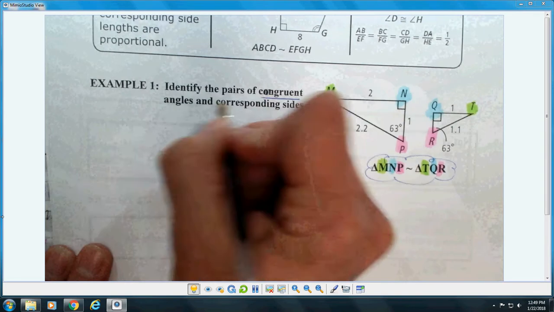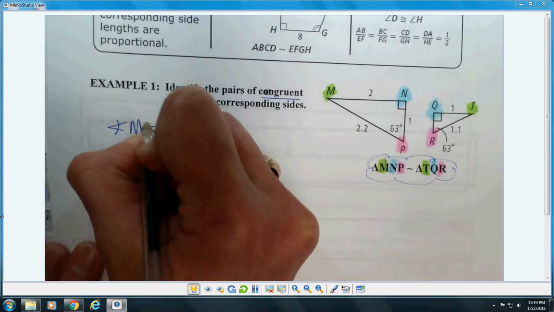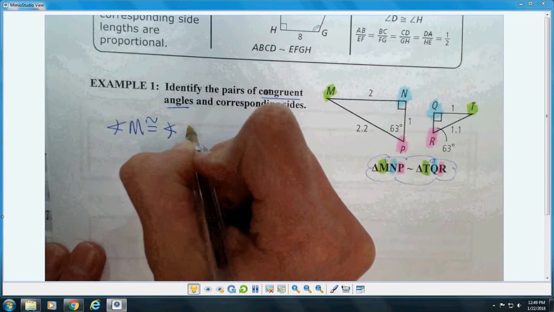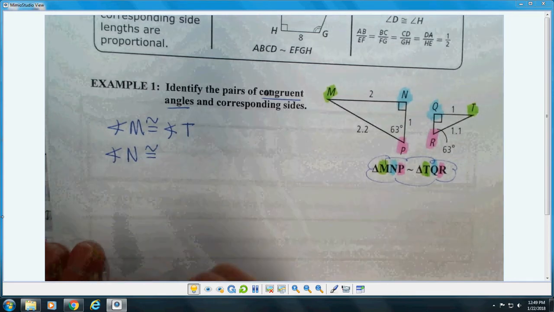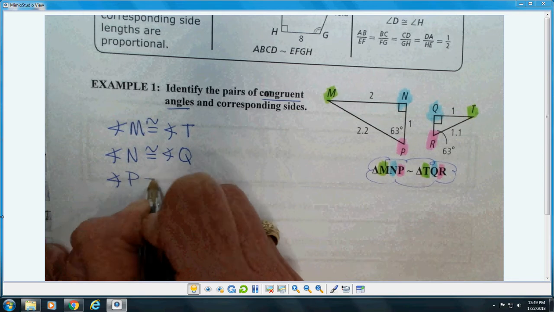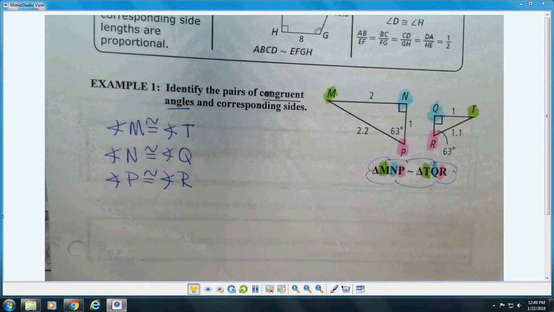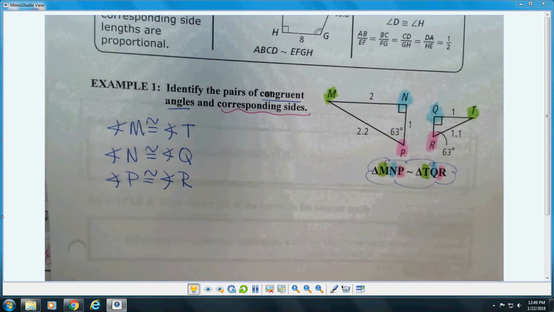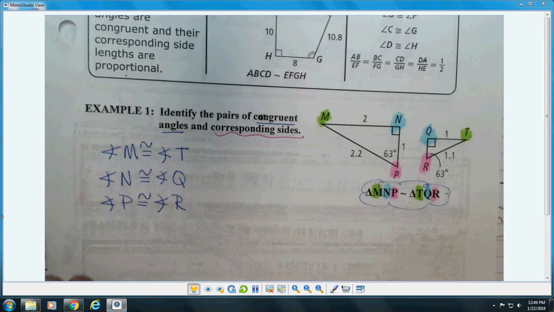So, first I want to name my congruent angles. I have angle M is congruent to angle T. I have angle N is congruent to angle Q. And I have angle P is congruent to angle R. Okay? Now I also need to have my corresponding sides. Now my corresponding sides from above have to be proportional. And if they're going to be proportional, that means they're all going to simplify to the same exact ratio.